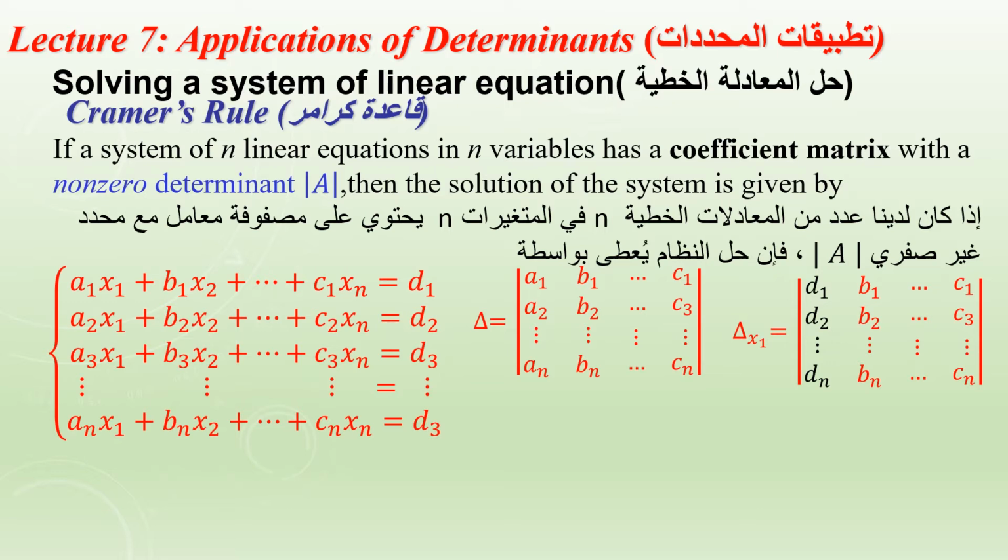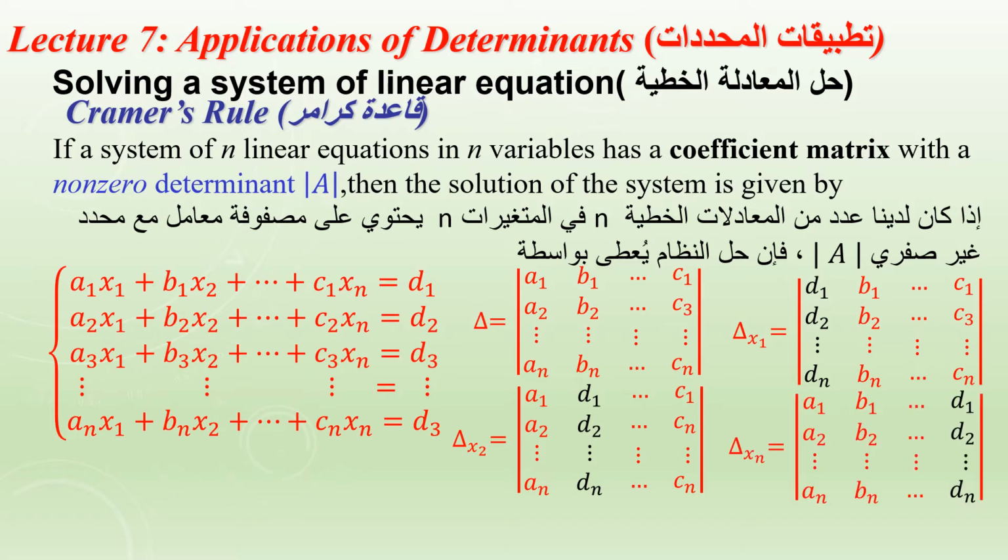Then I find delta x1: I replace the coefficient of x1 with the constants like this. Then delta x2: I replace the coefficient of x2 with the constants, and so on up to xn. Then x1 equals delta x1 over delta, x2 equals delta x2 over delta, and so on. xn equals delta xn over delta.